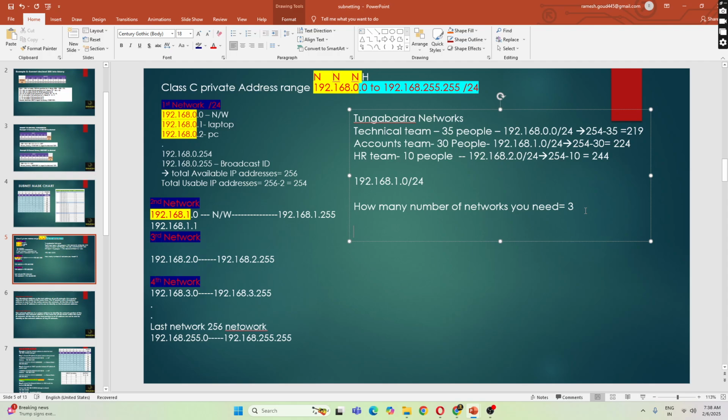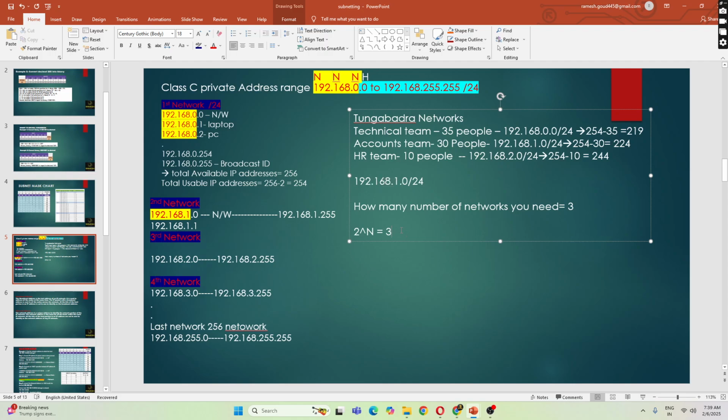Now listen to the formula. There is a formula: 2 to the power of n equals 3. You need the value of 3. So here, 2 to the power of n equals the number of networks you need. How many networks? 3, right? So you need to borrow the host bits. Let's see how exactly it will work. You need 3 networks. You want to divide this one network into 3 networks.